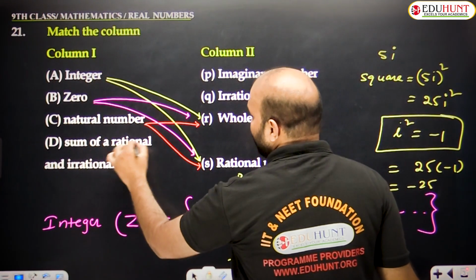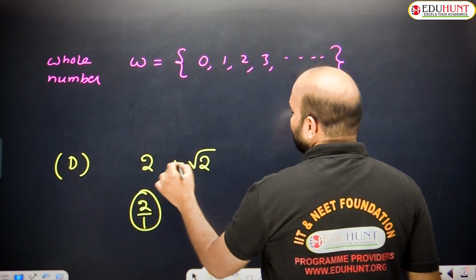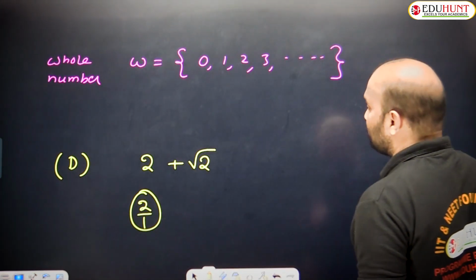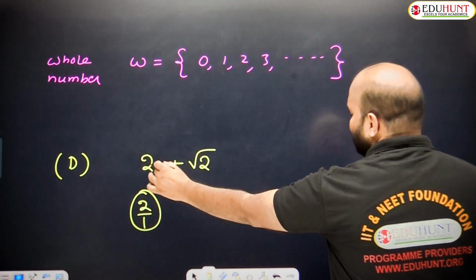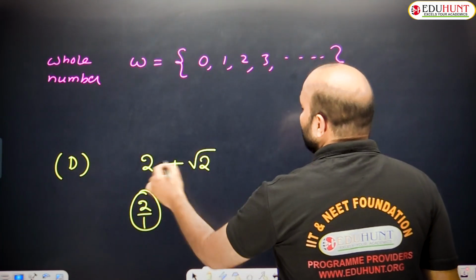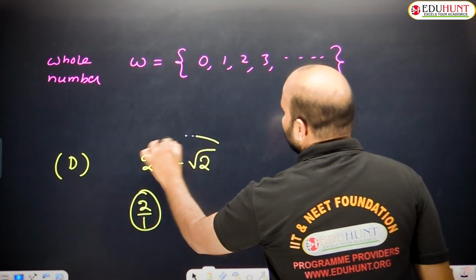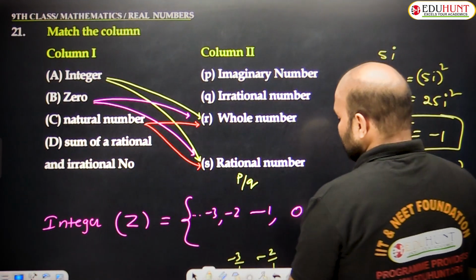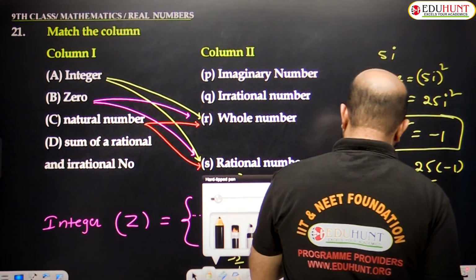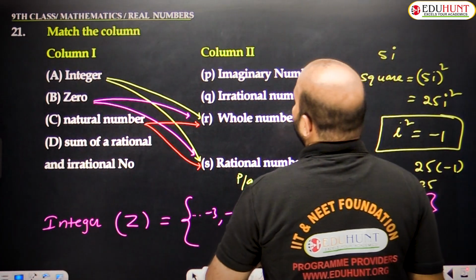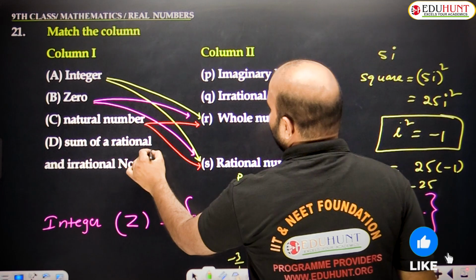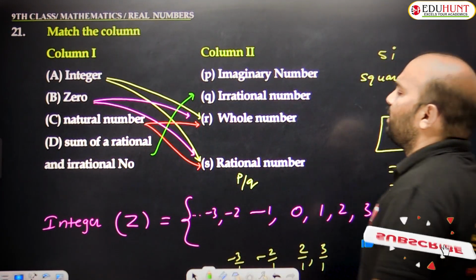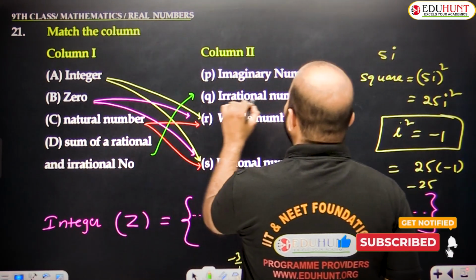So the sum of a rational and an irrational number: 2 plus root 2. One is a rational number, another is an irrational number. What is the sum? 2 plus root 2 is also an irrational number. So the sum of a rational and an irrational number satisfies which condition? Irrational. So option D is irrational. Okay? The sum of a rational and an irrational number is irrational.